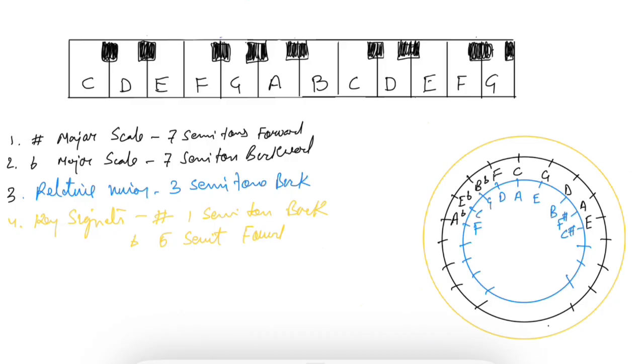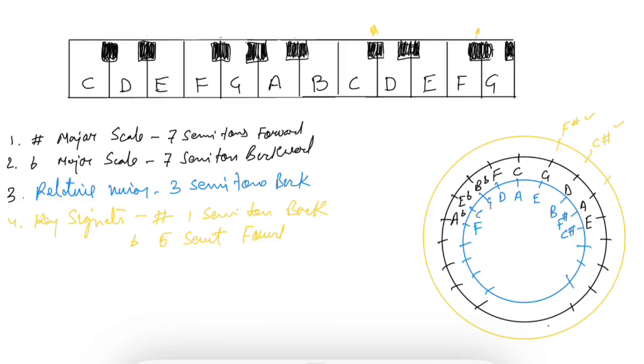Now from G, this is your G major scale. If you move 1 semitone back, you get F sharp, so this becomes F sharp. Okay, now from D, if you move 1 step back, you get C sharp, right? So this becomes C sharp. Now what happens is you keep on adding one more to the next major scale. Like for G, there will be only 1 sharp. For D, there will be F sharp and C sharp.